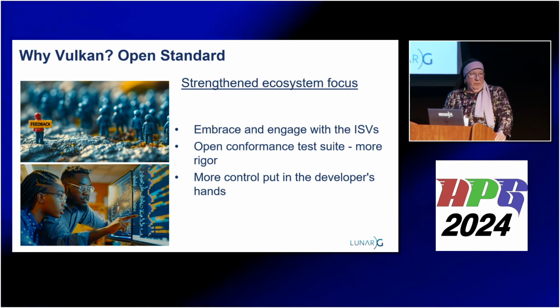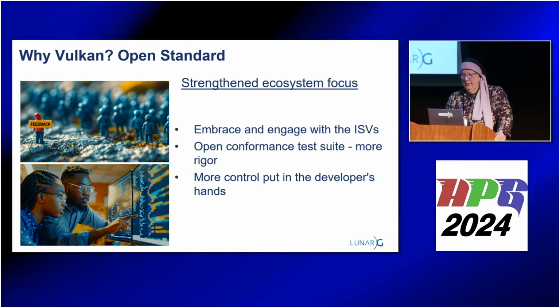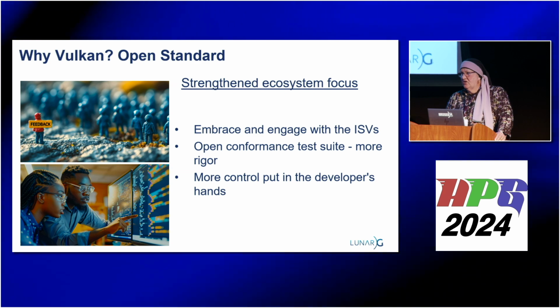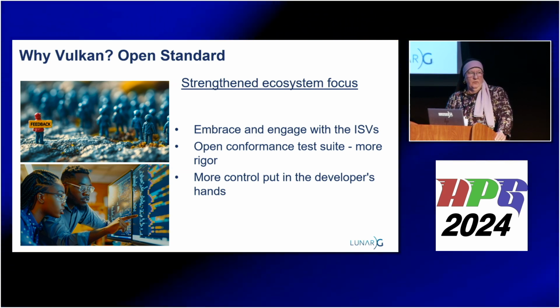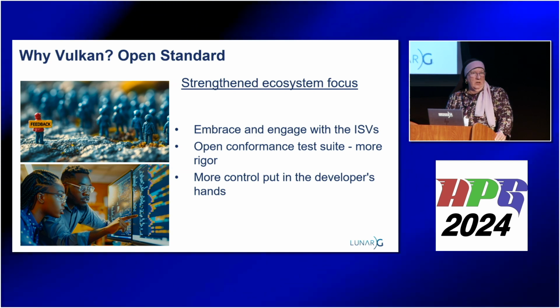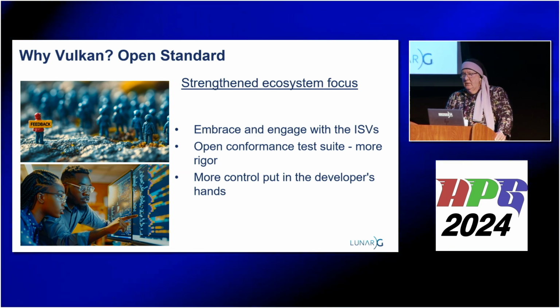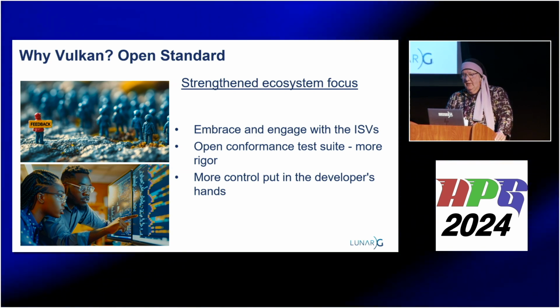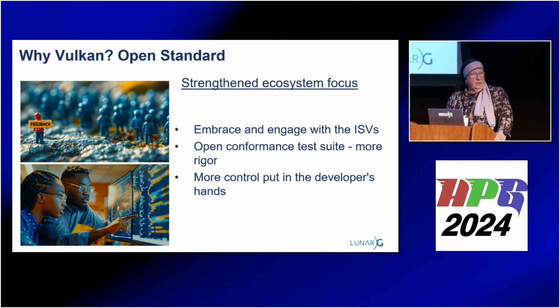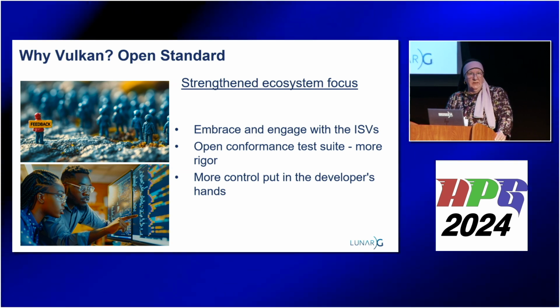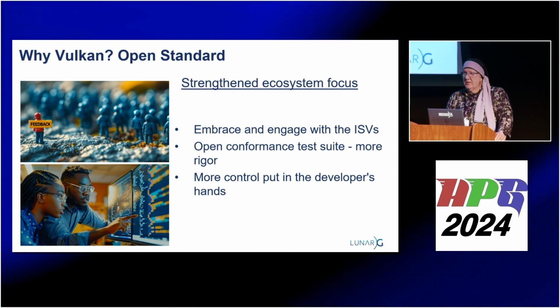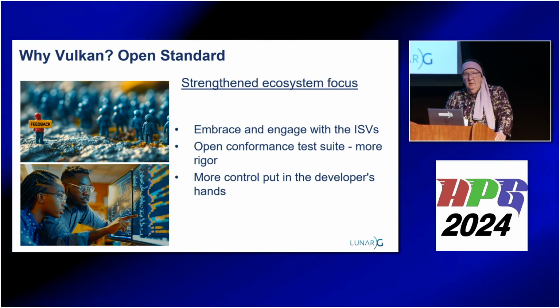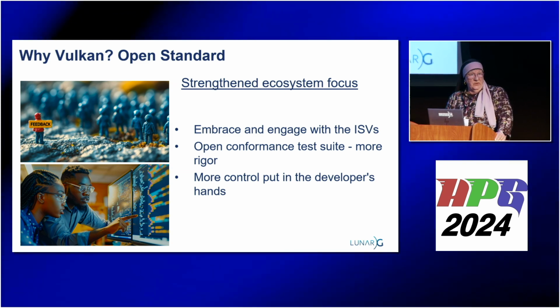And this one's really important. It's an open standard, resulting in a strengthened ecosystem focus. The specification, the conformance test suite, all the developers' tools, they're all in open source. This results in more rigor in the conformance test suite. Everybody can see it. They can find bugs. They can submit bugs. They can submit pull requests to fix the bugs. More controls put in the developers' hands.